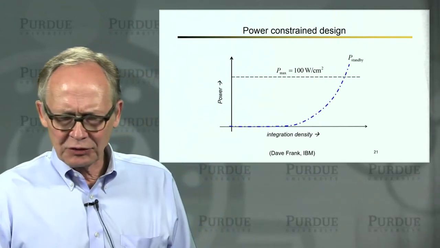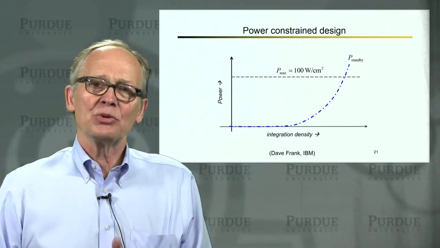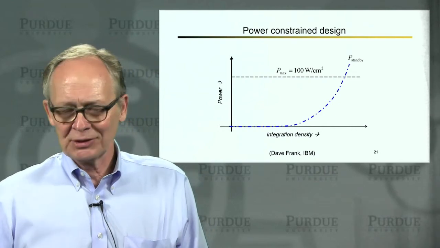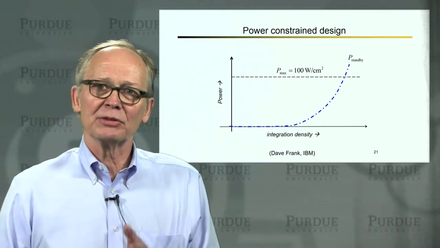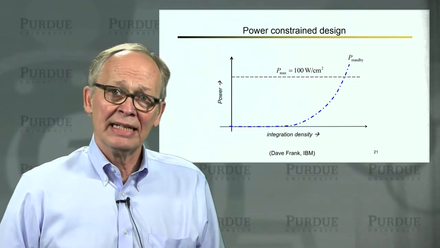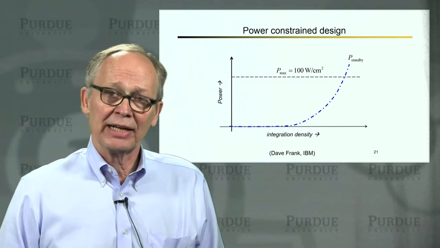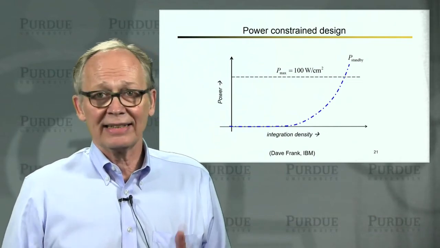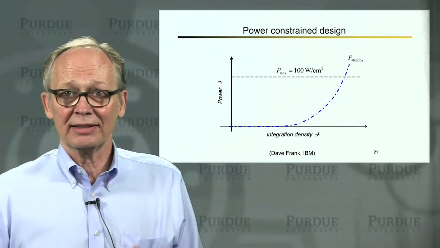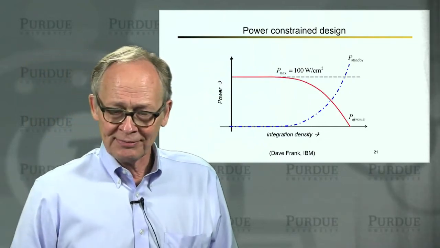Now, if we plot this versus integration density, the more transistors I put on, each one has a little bit of off current, so each one has a little bit of power dissipation when it's just sitting there doing nothing. That's what we call the standby power. And if I put too many transistors on a chip, that's going to add up to my entire power budget. And in that case, I can't do any computation or anything useful.